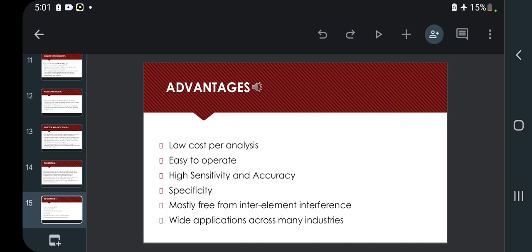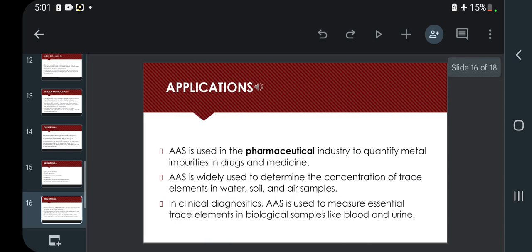So here we have advantages of AAS: low cost per analysis, easy to operate, high sensitivity and accuracy, specificity, mostly free from inter-element interference, wide applications across many industries. AAS is used in the pharmaceutical industry to quantify metal impurities in drugs and medicines. AAS is also used to determine the concentration of trace elements in water, soil, and air samples.